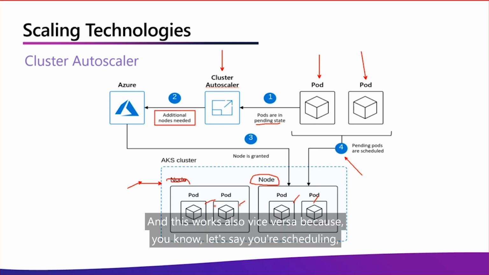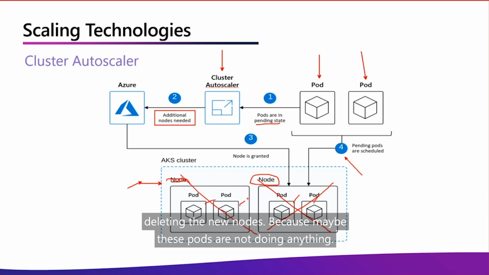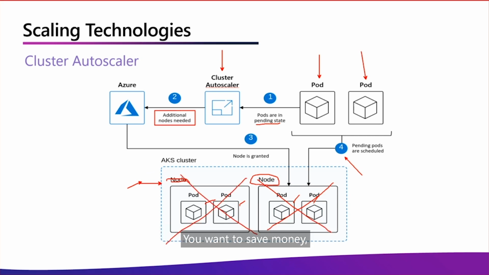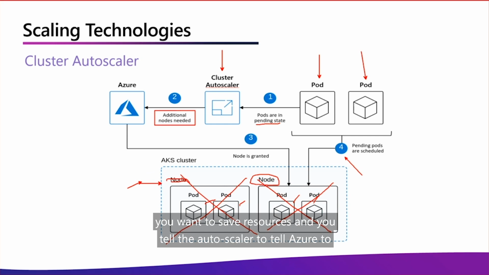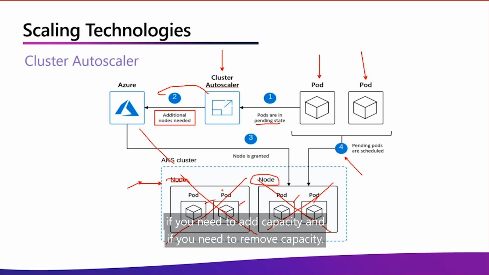And this works also vice versa, because let's say you're scheduling these new pods to respond to higher order numbers, for example, and you have a peak. But then when the peak has passed and there are no more requests, you can instruct your autoscaler to delete the new nodes, because maybe these pods are not doing anything. You want to save money, you want to save resources, and you tell the autoscaler to tell Azure to delete those nodes. So again, this works both ways, if you need to add capacity and if you need to remove capacity.